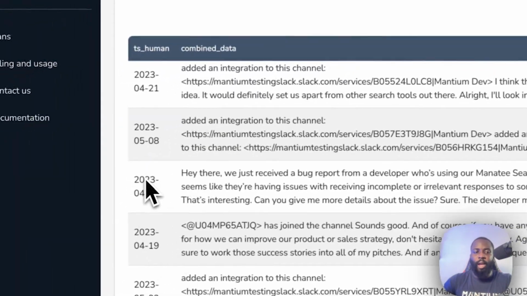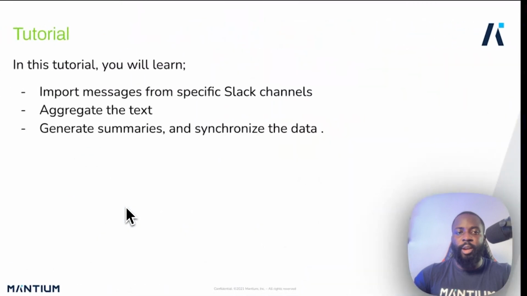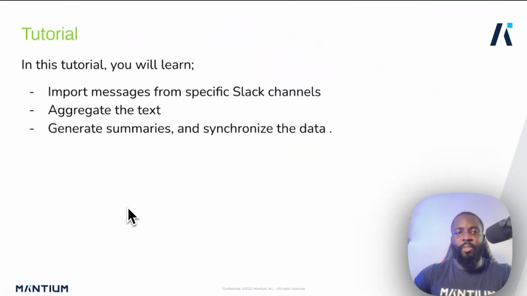In this tutorial, we've been able to import messages from Slack channels and aggregated the text using the combine rows transform, and then generate summaries using the Mantium summarize text transform.